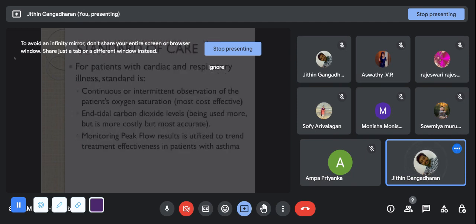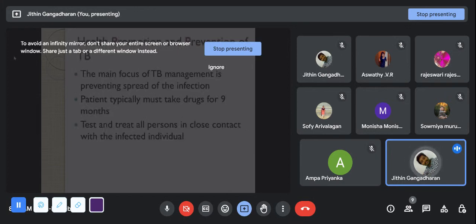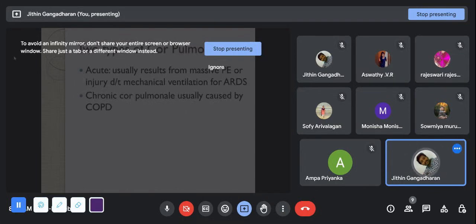Now, what is the care that you have to give? Simply oxygenation. Oxygenation is the main area that you have to check for. So next is cor pulmonale. The next disease condition is cor pulmonale. So what do you mean by cor pulmonale?